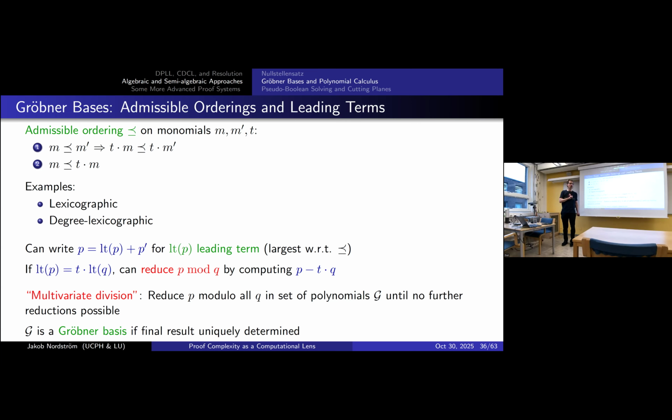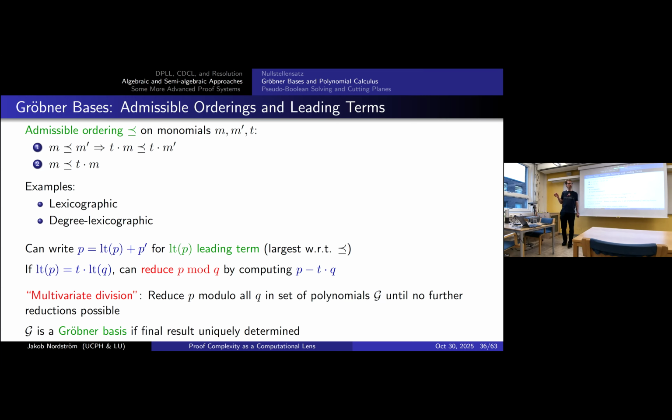Now you get a new, modified polynomial P, and you try to reduce again, and you do this until you cannot reduce P any further. And that is the result of multivariate division. Except in general, the end result is not uniquely determined, because in which order you reduce can affect the end result.